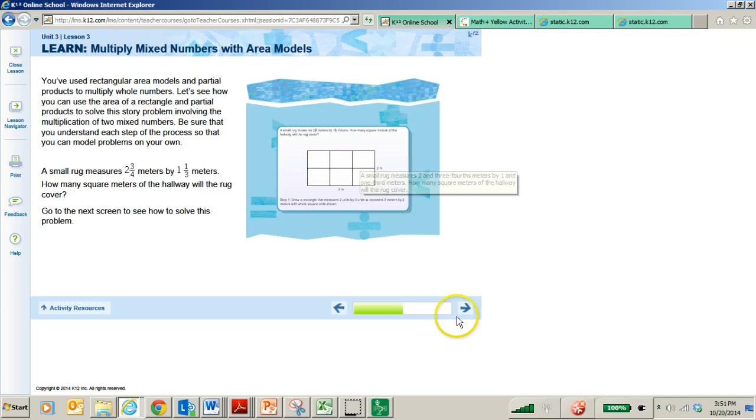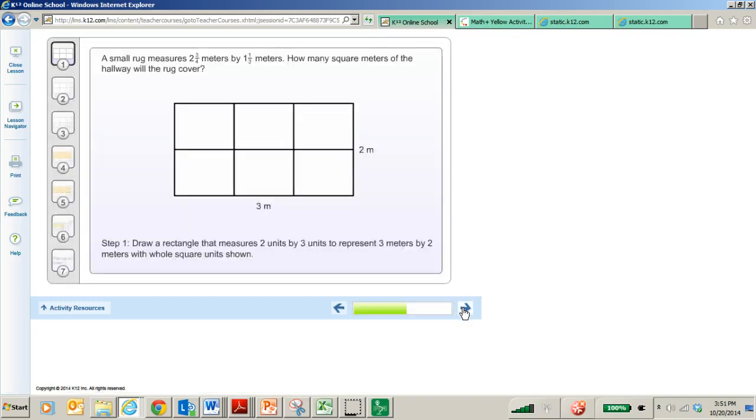Now this is where it gets a little tricky for many, many students. This is the area model of multiplying mixed numbers by mixed numbers. You can see it says a small rug measures 2 3/4 meters by 1 1/3 meters. How many square meters of the hallway will the rug cover? So let's say that here's our first model and it's whole numbers. We have 3 by 2. Well, I know that my rug is not quite that large. It's not quite 3 and it's not quite 2.